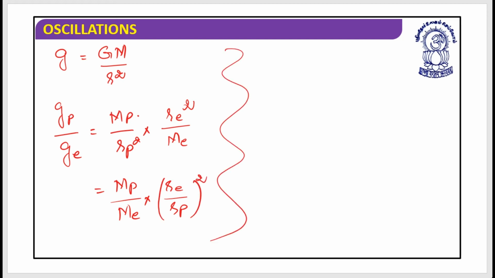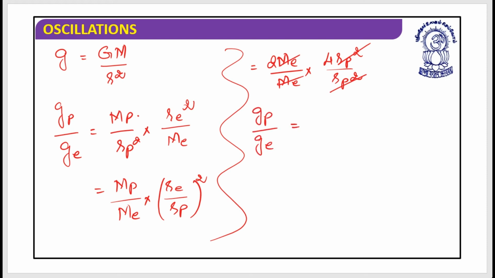If such is the situation, then we have Mp equal to twice of Me. This is twice of Me divided by Me, multiplied by Re by Rp whole square. Here Rp is equal to Re by 2, so that means Re is equal to 2Rp. So it's 4Rp square divided by Rp square. This and this has gone, this and this has gone. So gp by ge is equal to 2 fours are 8. This is the ratio of gp to ge.